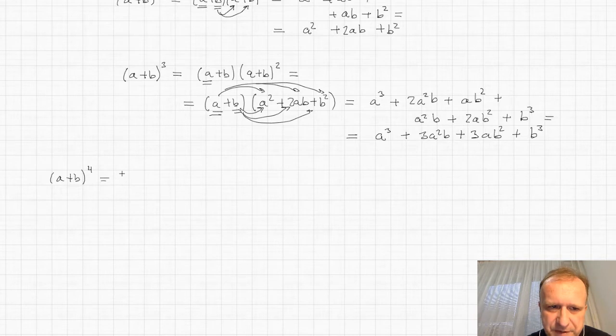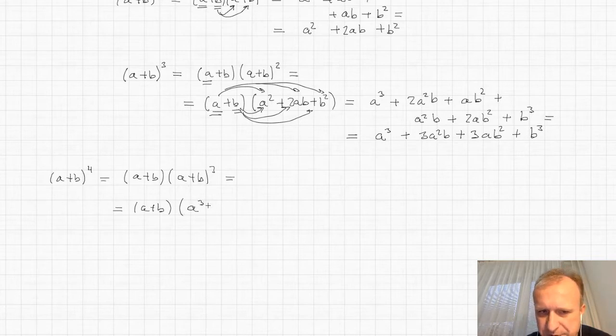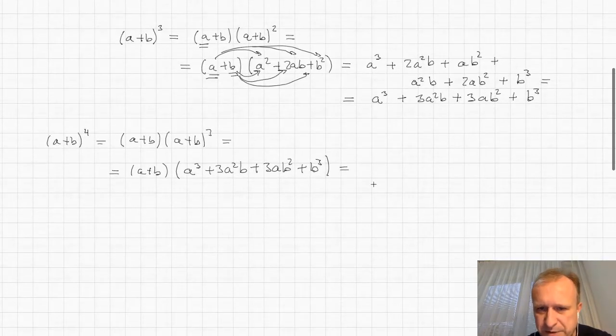It should be, according to the previous considerations, a plus b times a plus b to the power of 3. Okay, but we know what a plus b to the power of 3 is already, so I can write it. It equals a plus b times, and now I can copy a cubed plus 3a squared b plus 3ab squared plus b cubed, like this, and I can write into two lines what I get when I multiply by the first and then by the second term in the first bracket.